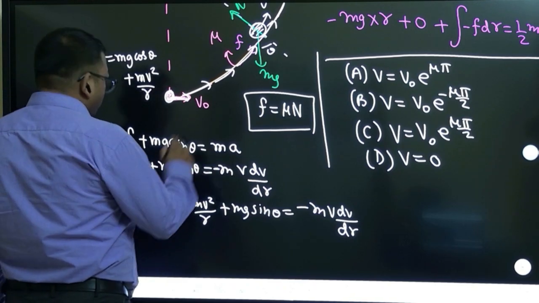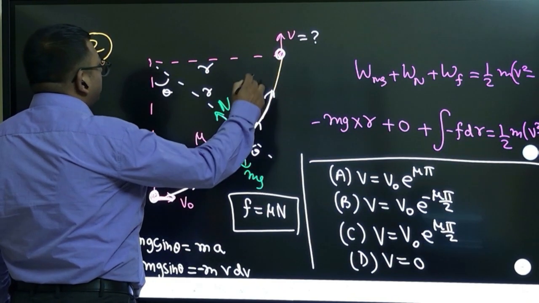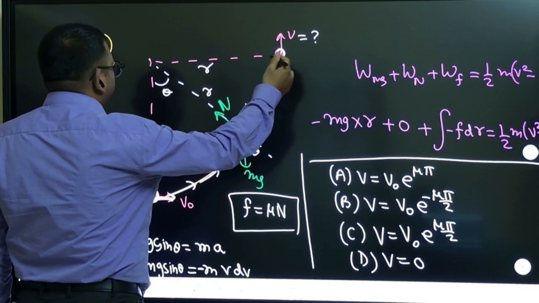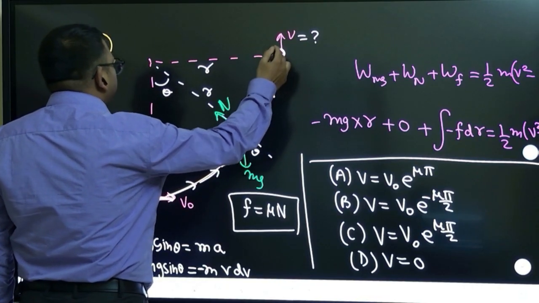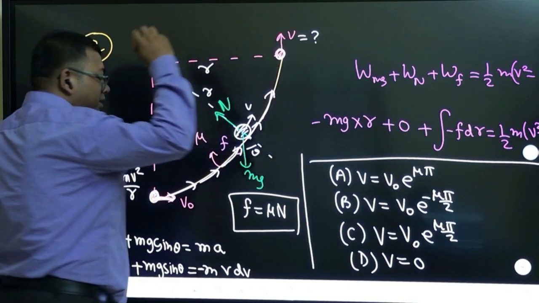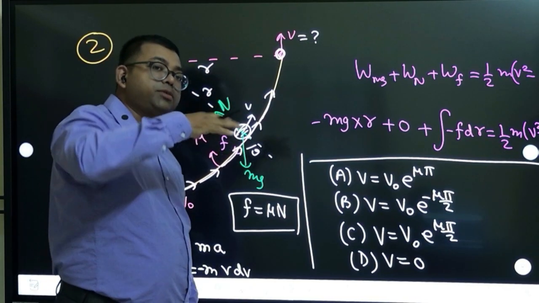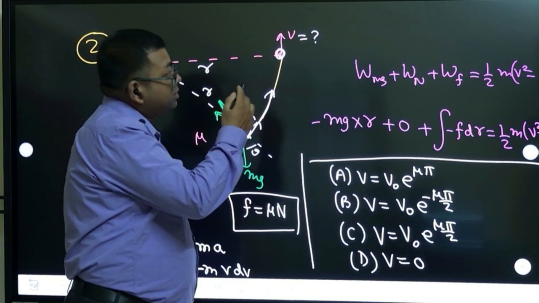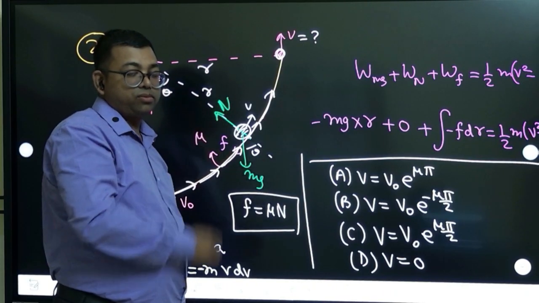If you go here, normal may become 0. We have seen that normal becomes 0 only if it is stopped. Here it is not stopped. In that case, you remember, we had released it, so speed was 0 and normal was 0 at that point. But here it has speed, so normal will not be 0.